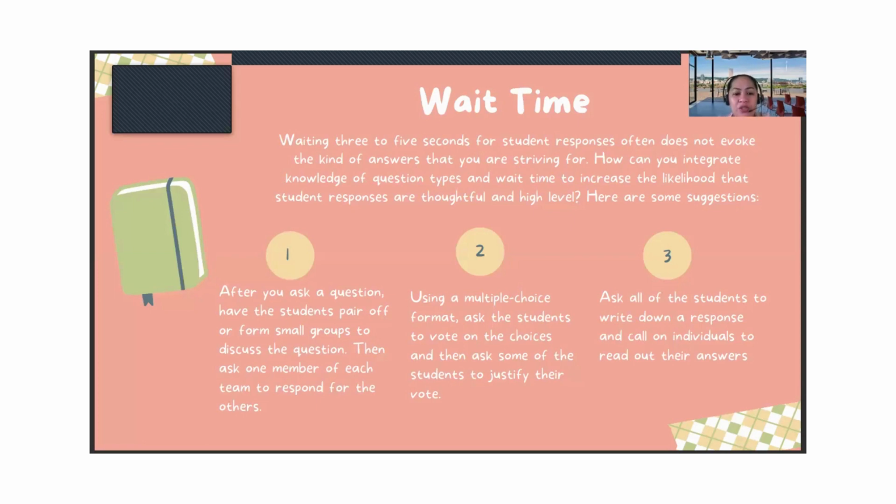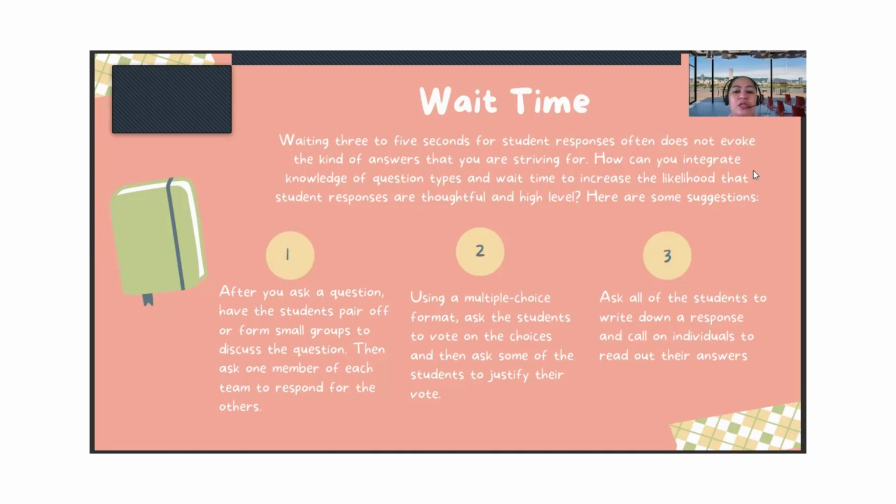First is, after you ask the question, have the students pair off or form small groups to discuss the question. Then ask one member of each team to respond for the others. So this is typically an example of a group activity wherein you will provide a question to your students, and then that particular question will be discussed in the group. They will have brainstorming, and once they're able to construct the idea of that question, then you will select a representative that will discuss their response.